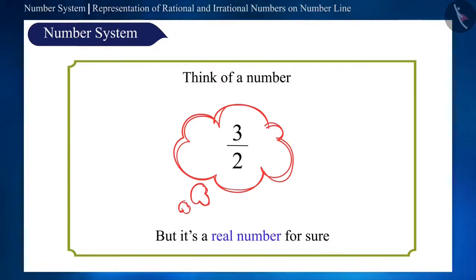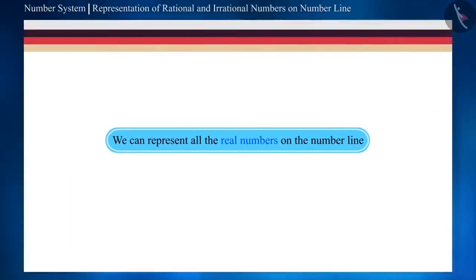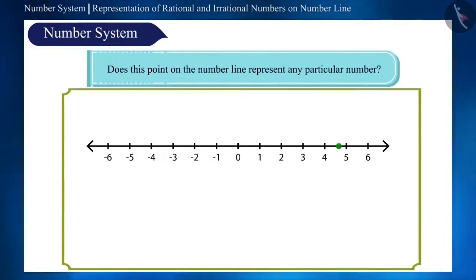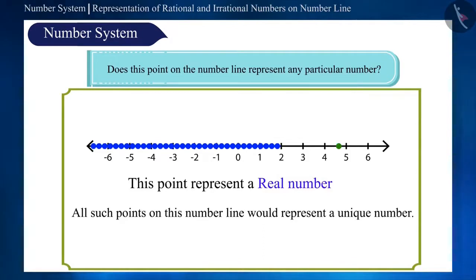This means that any random number that we can think of will always be a real number, and we can represent all the real numbers on the number line. So friends, tell me whether this point on the number line represents any particular number. Yes, we cannot say whether this point represents a rational or an irrational number, but it definitely will represent a real number. And all such points on this number line would represent a unique number.